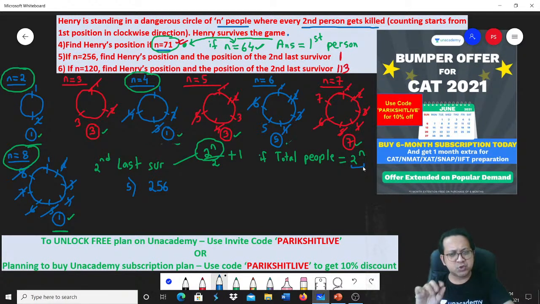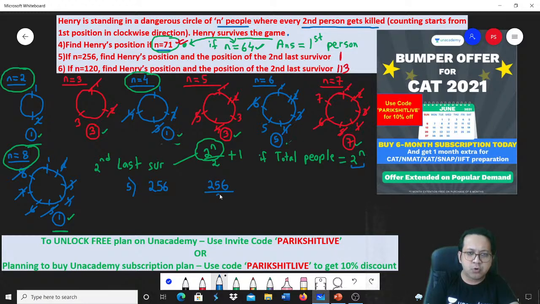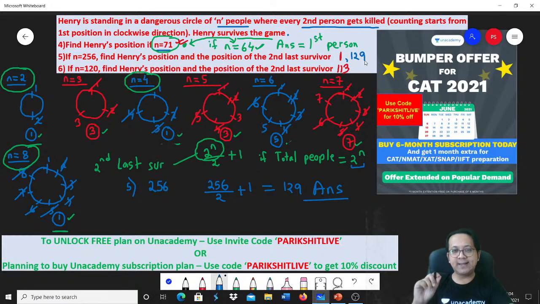2 to the power 8 is 256. So absolutely you can directly get your answer: total number of people divided by 2, plus 1. So what's your answer? 129. 129 is your answer for the first one. Are you getting it? Answer is 129.